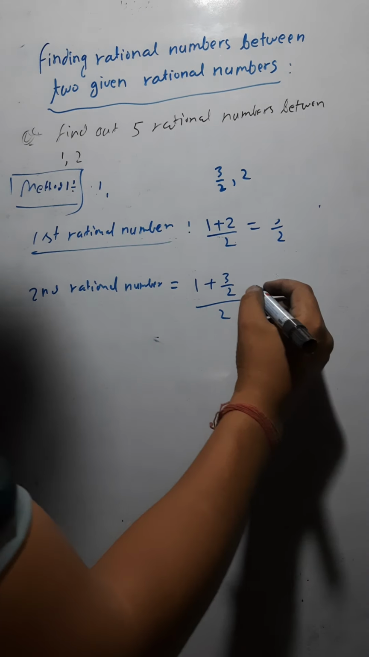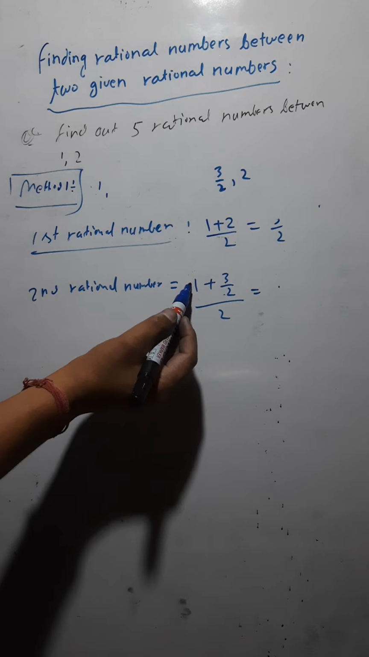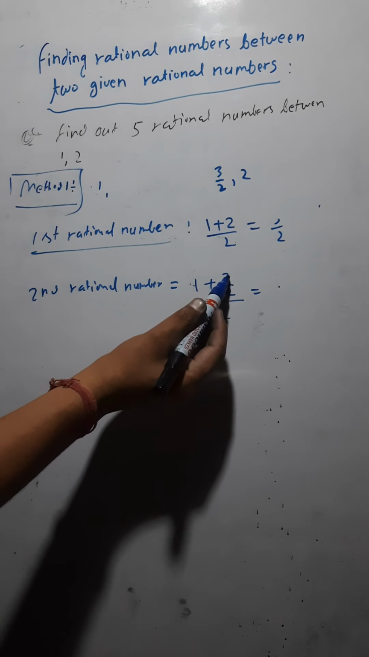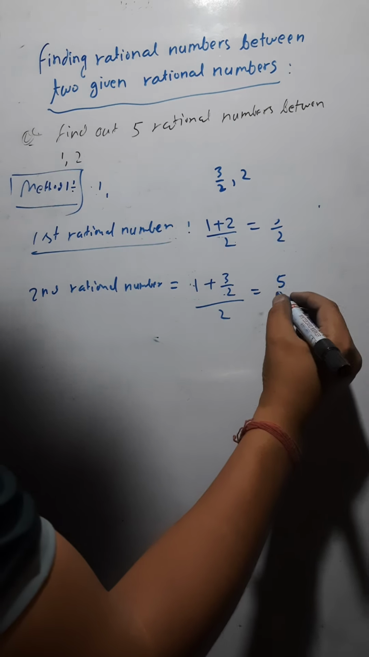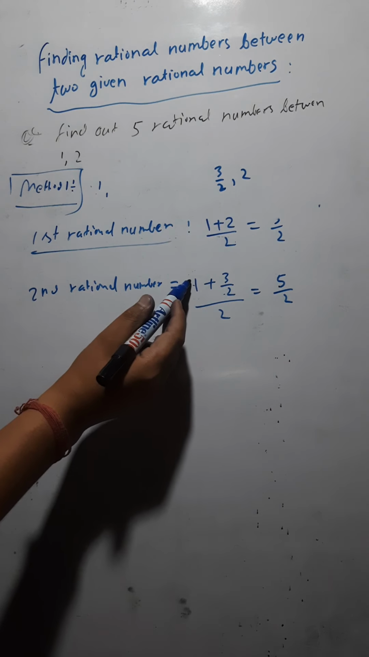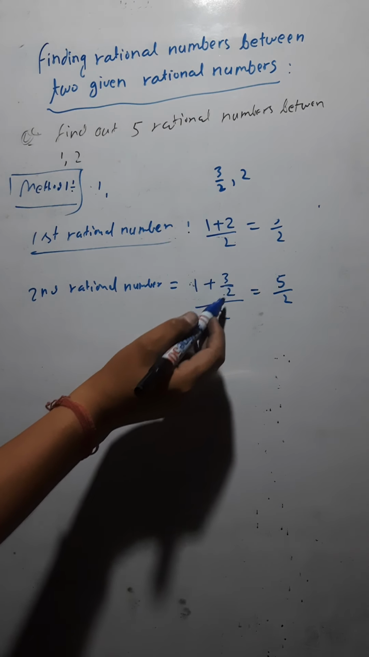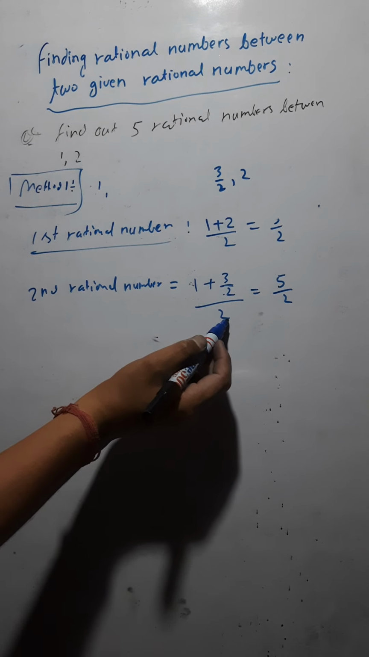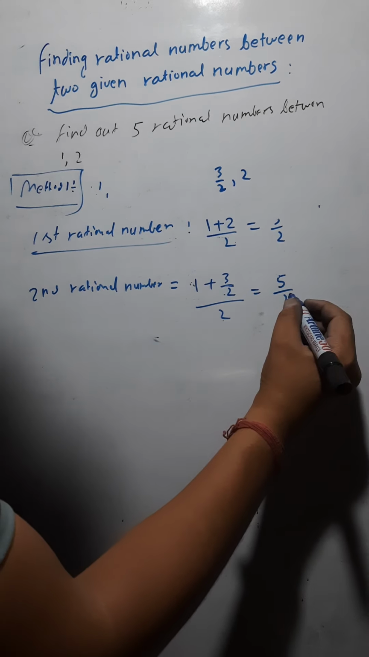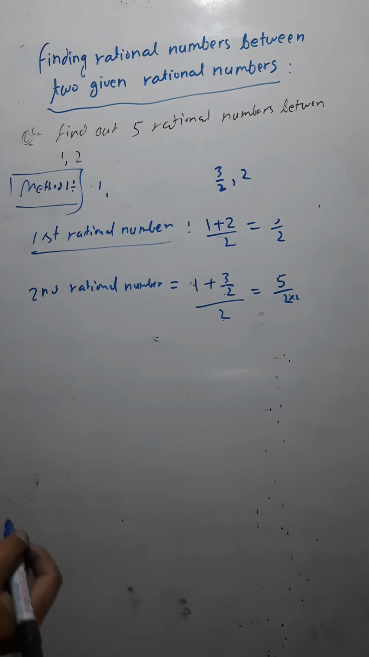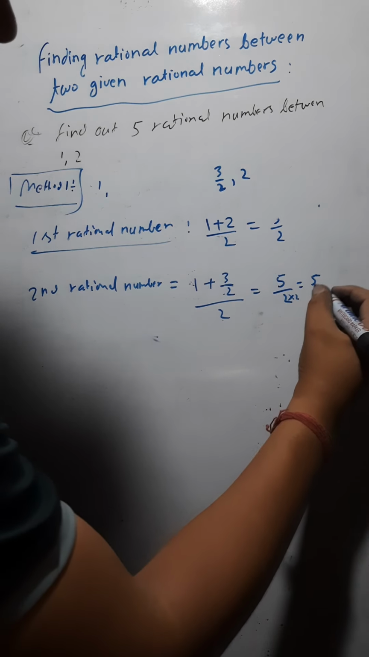If you see, take the LCM. 2 times 1 is 2, 2 times 1 is 2, 2 plus 3, 5 by 2. So you would write this as 5 by 2, isn't it? And this 2 is in the denominator, so this 2 would be multiplied in the denominator. So I would write it as 5 by 2 multiplied by 2. So the answer would be 5 by 4.